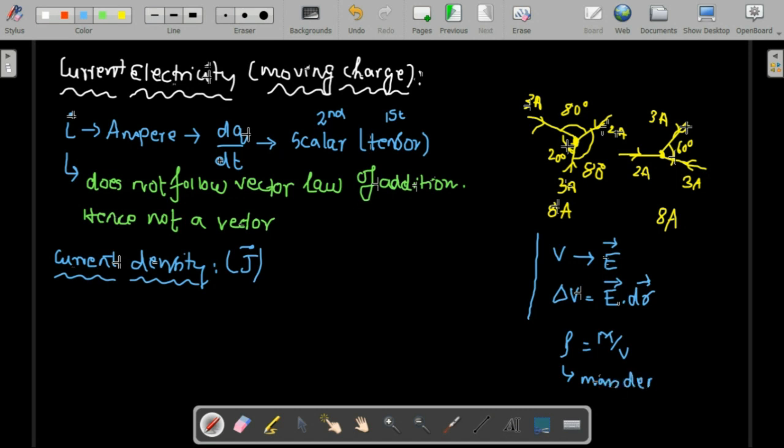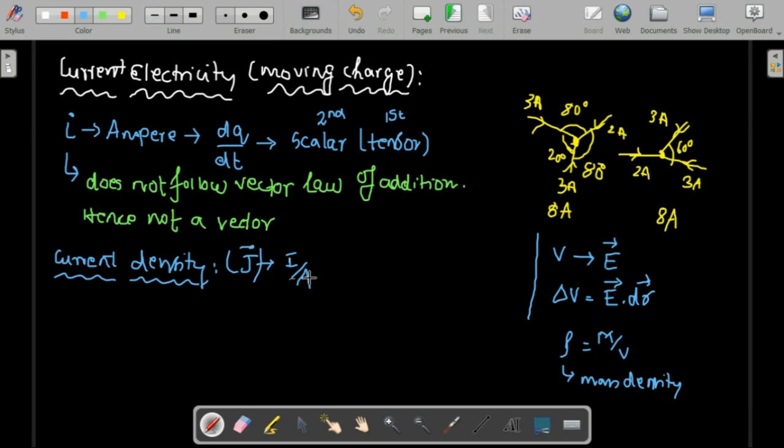Mass density. Similarly, if I say current density, that means on top it should be current, so that's I, and density means it is current per unit area. If I write down current per unit area, then only we can say that it is talking about density. So that's current per unit area, and this is actually a vector.